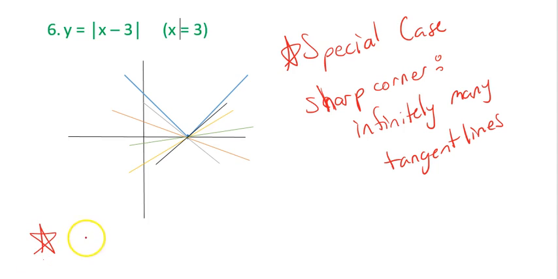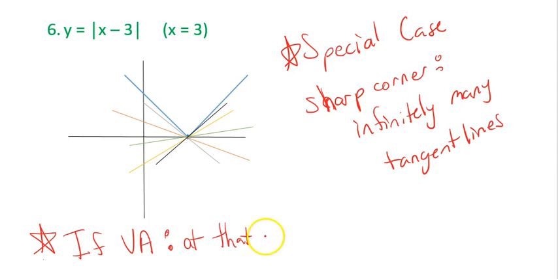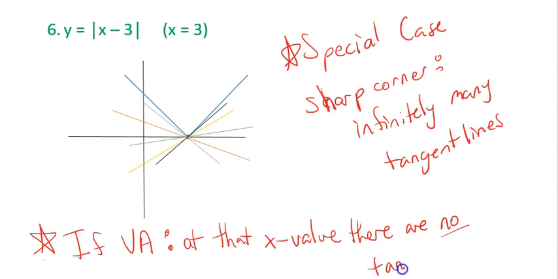One more thing that you may need to realize is if you have a vertical asymptote on a graph, there's no point. So if they give you a place to draw a tangent line, say draw it at 2, but there's a vertical asymptote at 2, you cannot draw a tangent line there. So make note of that. If there's a vertical asymptote at that x value, there are no tangent lines. Now, before that and after that, you can draw tangent lines, but at that particular x value, it's not possible.